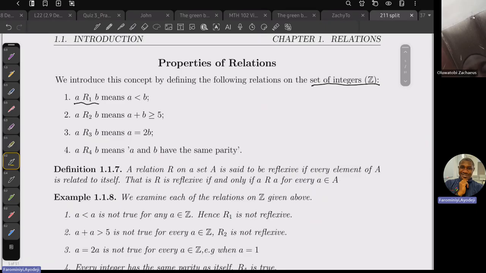Now when we say A R2 B, so these are different kinds of relations. Okay? Yes, sir. So A R1 B means A is less than B. So we could have something like 2, 5. We could have -1, 0. These are examples of elements in R1. So can you give me 2 examples of elements in R2?